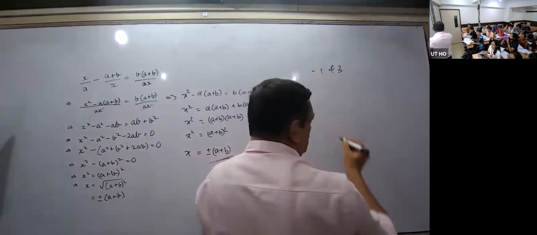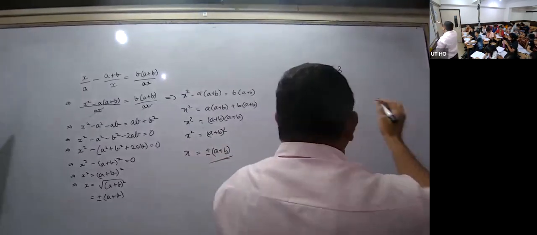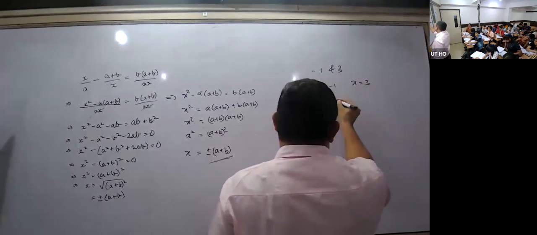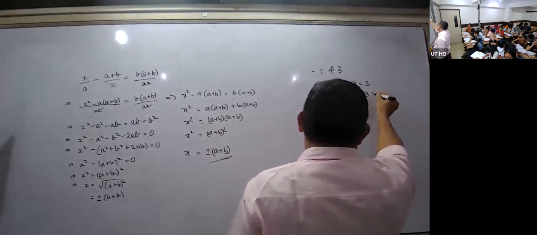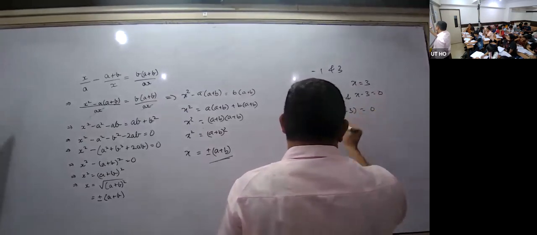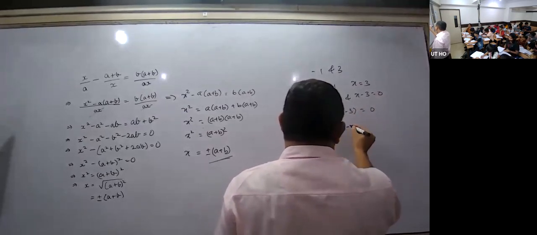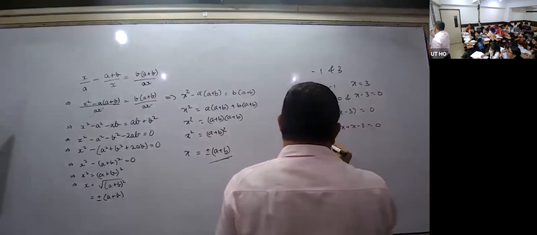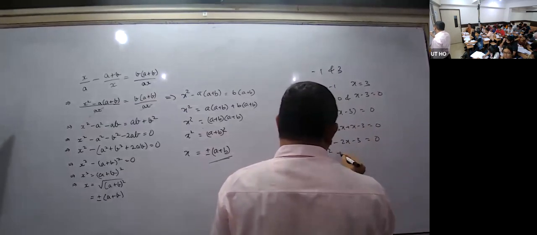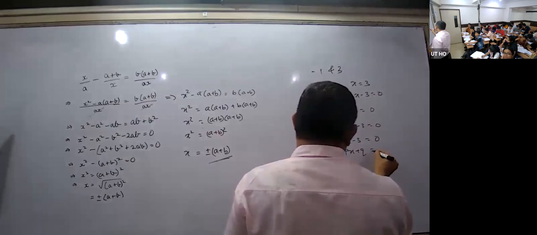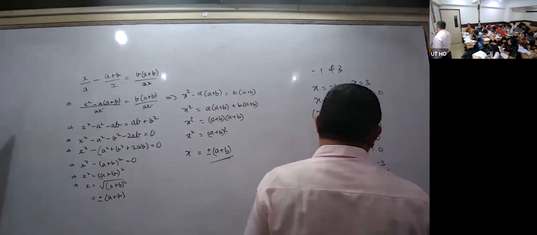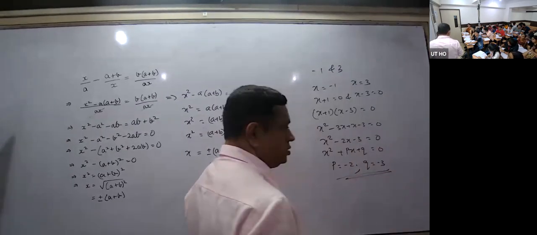So, look here, there are two different ways. A simpler way: x equal to minus 1 and x equal to 3, that is x plus 1 equal to 0 and x minus 3 equal to 0. x plus 1 times x minus 3 equal to 0, that is x square minus 3x plus x minus 3 equal to 0. x square minus 2x minus 3 equal to 0. This is of the form x square plus px plus q. Compare: p is equal to how much? Minus 2, q is equal to minus 3. Understood or not? Yes, sir.